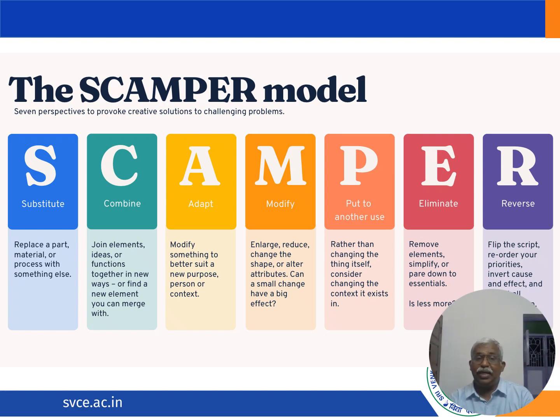So SCAMPER: S for substitute, C for combine, A for adapt, M for modify. In the modification, we need to enlarge, reduce, sometimes replace, change the shape, alter the attribute. Always we need modification.